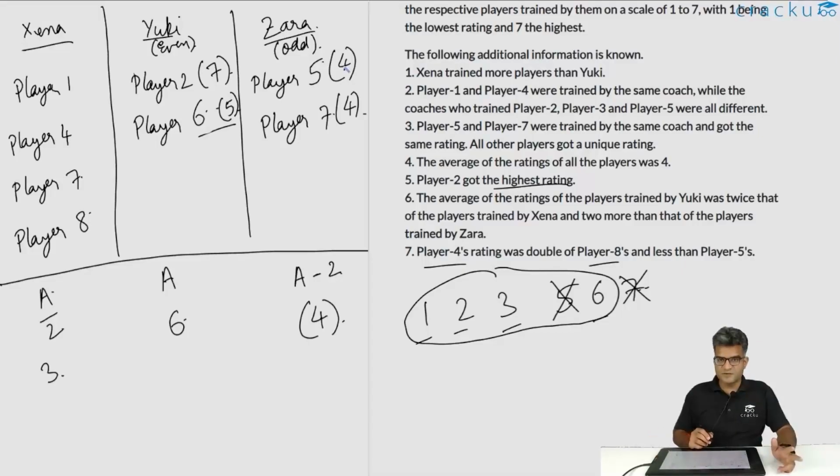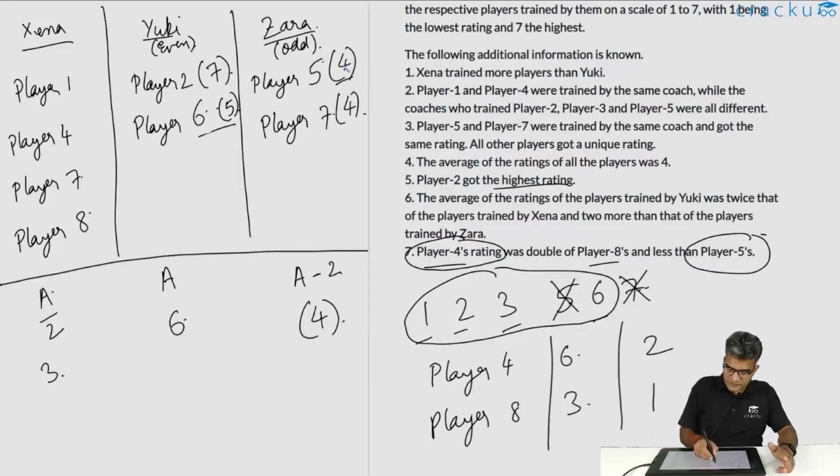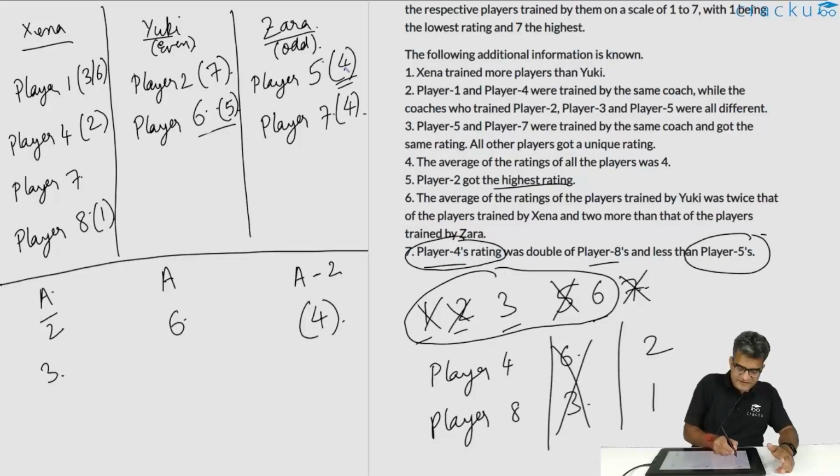So now there are two cases possible. Either player 4 got 6 and player 8 got 3. This is one case. Or the other case is player 4 got 2 and player 8 got 1. But we are told that player 4's rating was less than that of player 5's. We know that player 5 got 4. So this case is not possible. So player 4 got 2 and player 8 got 1. So if you remove 2 and 1, the only two ratings remaining are 3 and 6, which are gotten by 1 and 7 in some order.